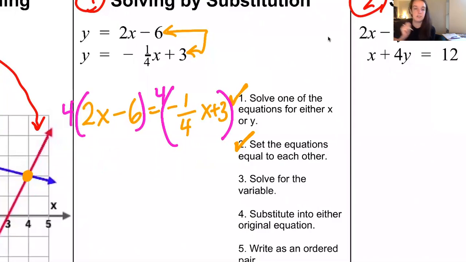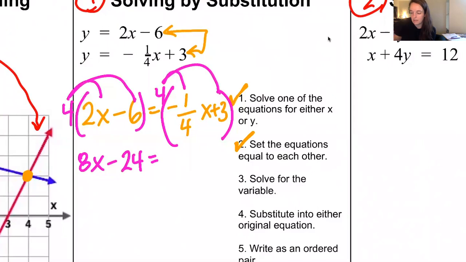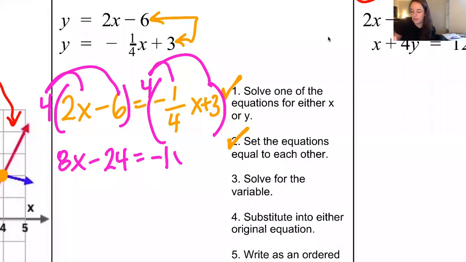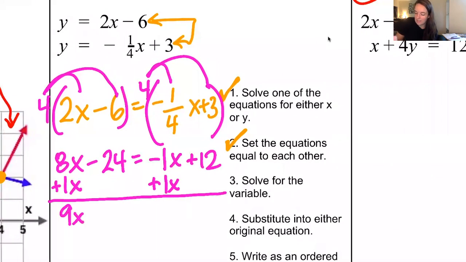And what I do on one side, I need to do on the other side as well. So I'm going to go ahead and distribute in here. I get 8x minus 24. When I distribute in here, negative 1/4 times 4 would just be negative 1x. And then 4 times 3 would be 12. That's that fraction busting. I don't want to have any fractions, so this works out better for me. I'm going to add 1x, so that I would have 9x. I'm going to add 24 at the same time, so I get 36 on this side.